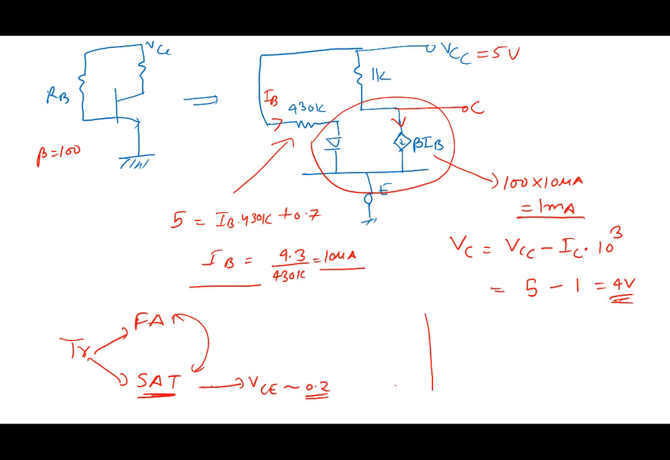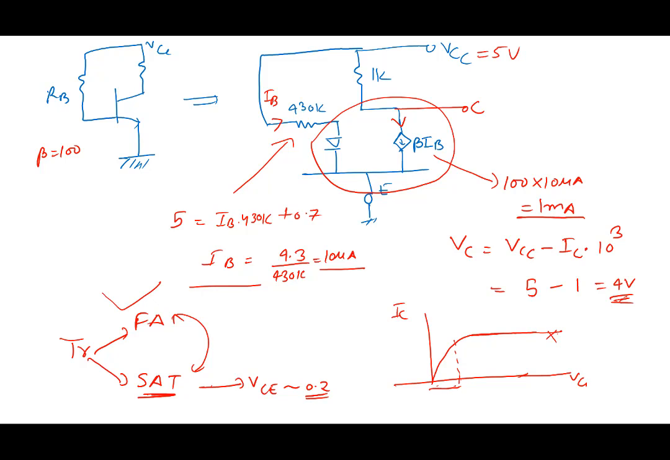Remember the saturation characteristics. The transistor characteristic looks like this, IC versus VCE. This is saturation. The saturation region is a very small region, 0.2, 0.3 volt here. All this region is forward active. We obtained 4 volt, which is much higher than this 0.2, so the transistor is in forward active mode and our assumption was correct.